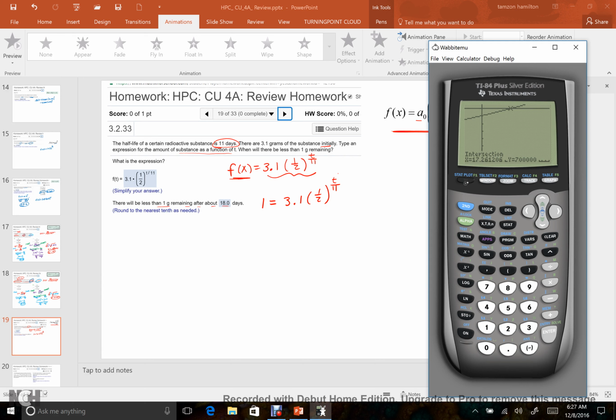So we're going to go to y equals, clear out all this stuff. I'm going to type 1 in for y1, and I'm going to type 3.1, parentheses, I'm just going to use 0.5, caret, parentheses, x divided by 11, parentheses. You've got to put that up there and type right. Okay. All right, and so now I'm going to go to a zoom 6 because I'm only going to 1. And I can't see it. So I'm going to have to go out farther this way, obviously. So let's see, let's go out to 20. Let's go out to 25.